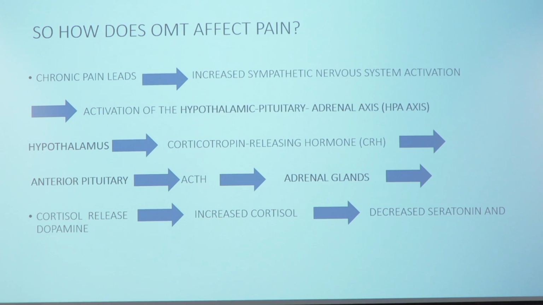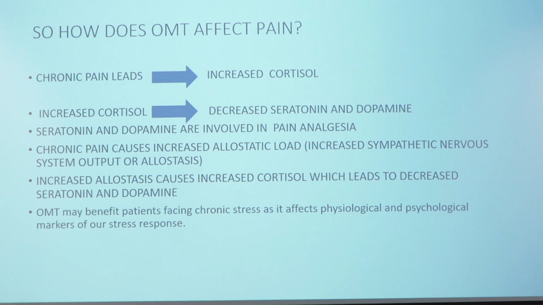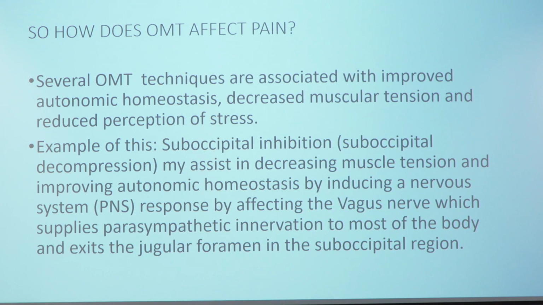So chronic pain or chronic stress that can lead to chronic pain will affect the sympathetic nervous system. So this is a stress response. This will affect the hypothalamic-pituitary-adrenal axis, or the HPA axis, that's a big long word. This will cause increased cortisol. This increased cortisol will decrease serotonin and dopamine. Now, serotonin and dopamine are part of pain analgesia, so they affect pain. So when those go down, pain goes up, okay? So OMT may affect chronic stress and pain by affecting these physiological and psychological causes.